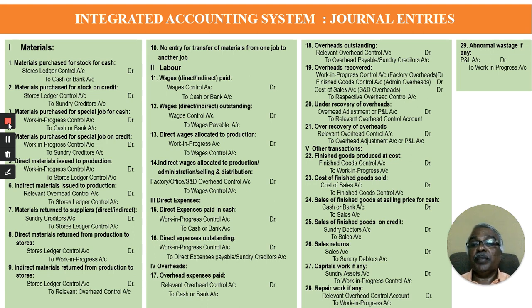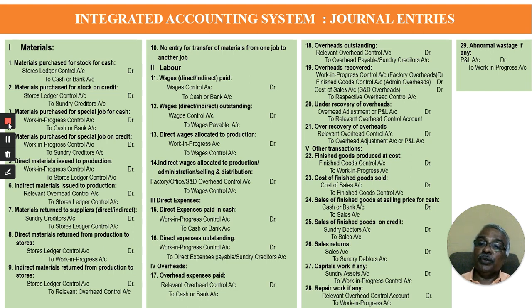If the materials are purchased for a special job, then work in progress control account debit to bank account. If the materials are purchased for a special job on credit, again you have to credit the sundry creditors account. The journal entry becomes work in progress control account debit to sundry creditors account. If the direct materials are issued to production, there is no change in the journal entry between the non-integrated and integrated: work in progress control account debit to stores ledger control account.